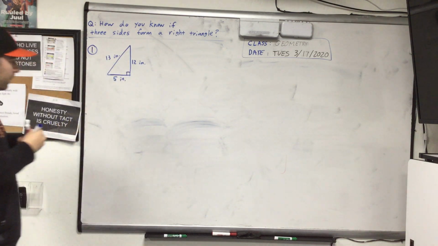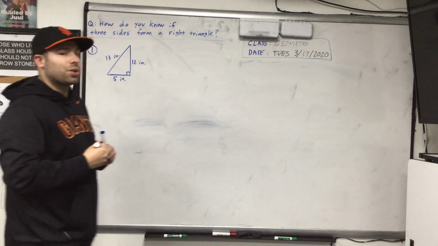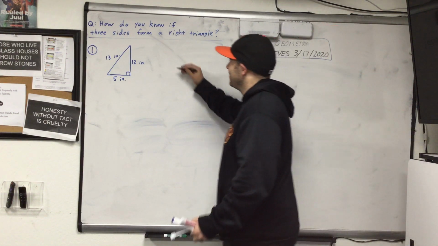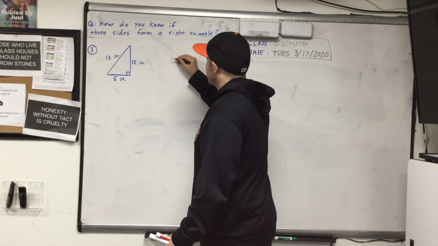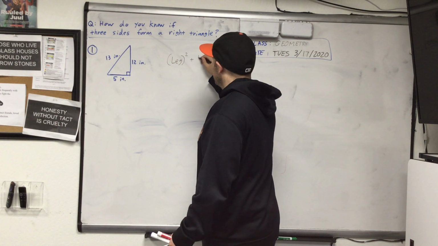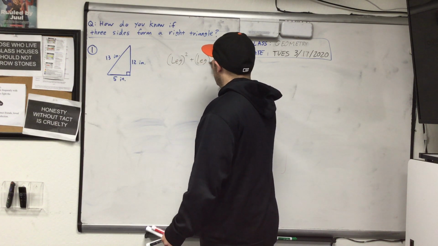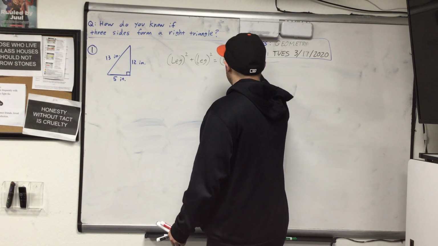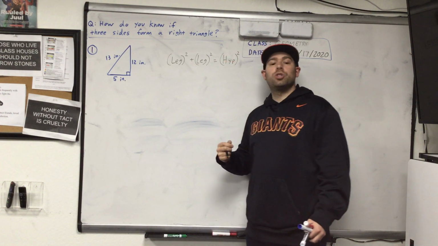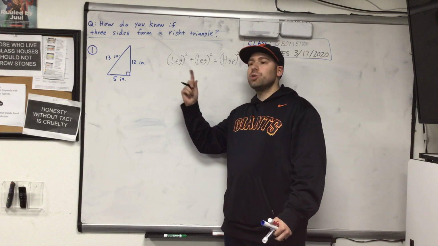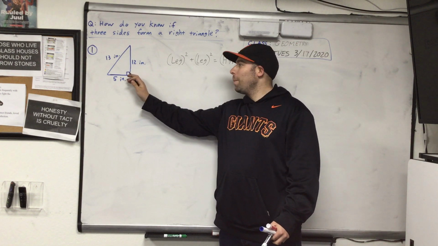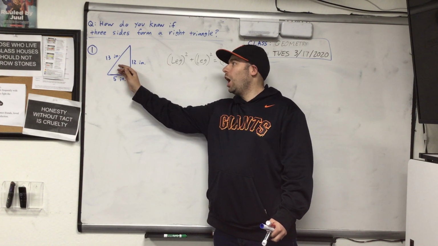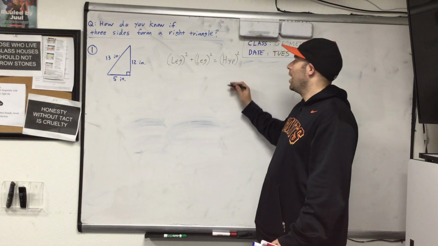Okay, so first things first. I always like to write the formula on the side just to verify what I'm doing. I've got leg squared plus leg squared equals hypotenuse squared. Now the trick is to verify which one's the hypotenuse. The side length opposite of the 90-degree angle is the hypotenuse.